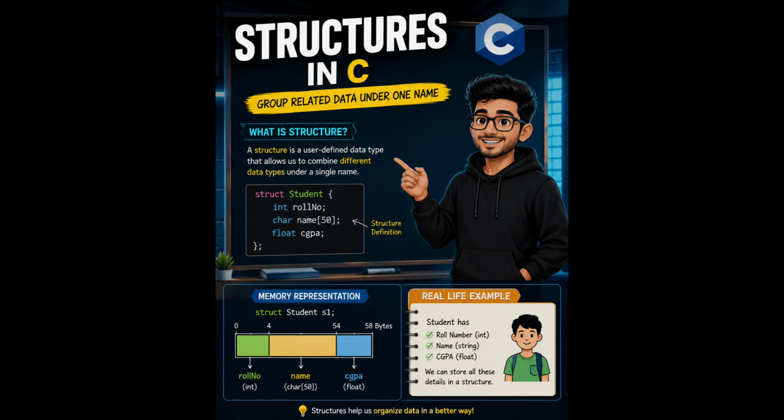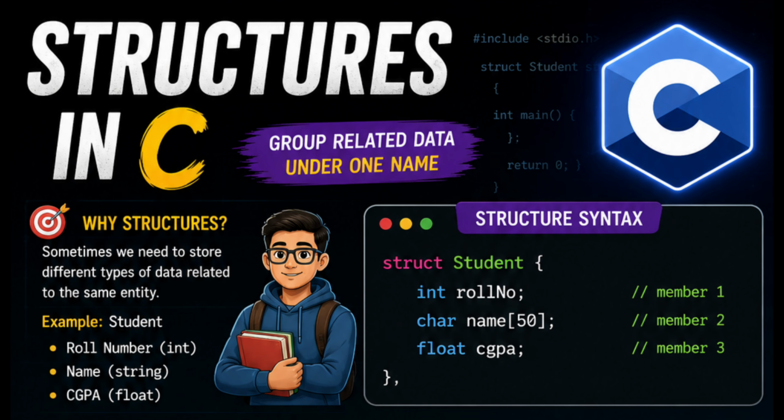So at first, what is a structure? A structure is a user defined data type. We have data types like int, char, float. But here, a structure is a user defined data type which stores all the data types at a time. So here is the clear explanation.